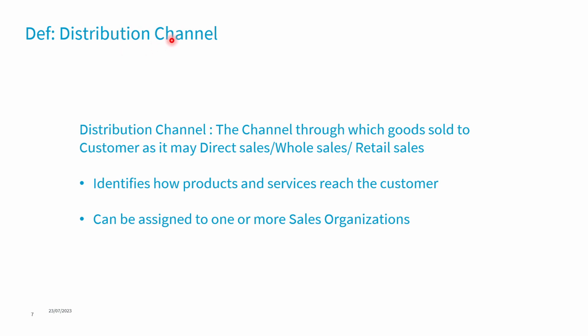Then there is the distribution channel. As the name says, it is how you distribute: direct sales, wholesale and retail are defined as distribution channels here. It is the channel through which goods are sold to the customer, and it identifies how products and services reach the customer. Based on this definition, this is an important statement here: a distribution channel can be assigned to one or more sales organizations.